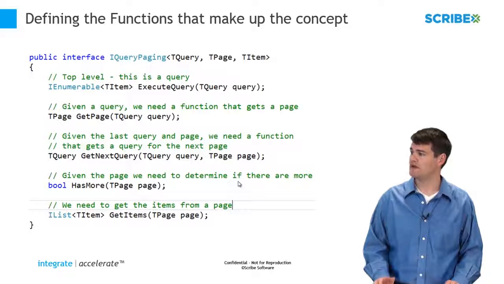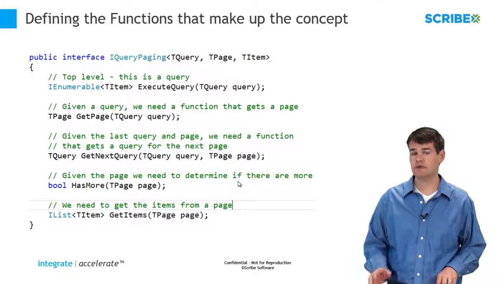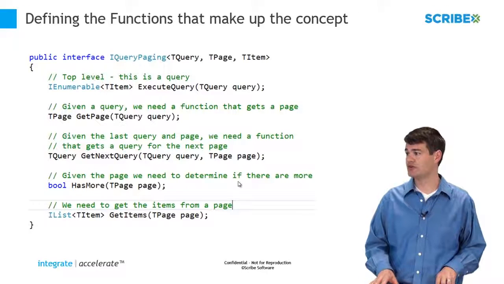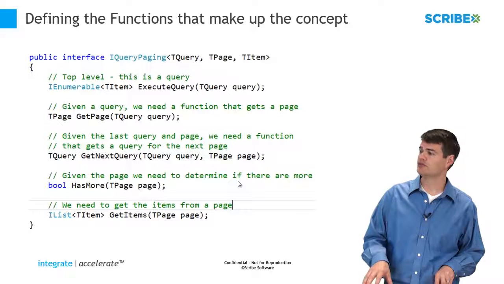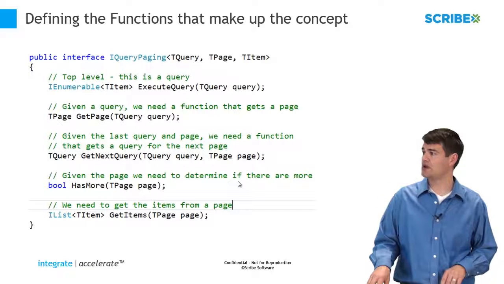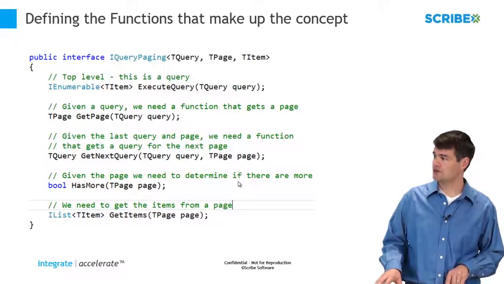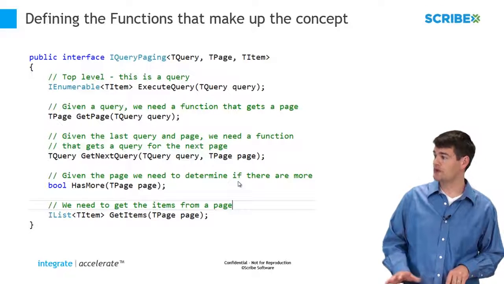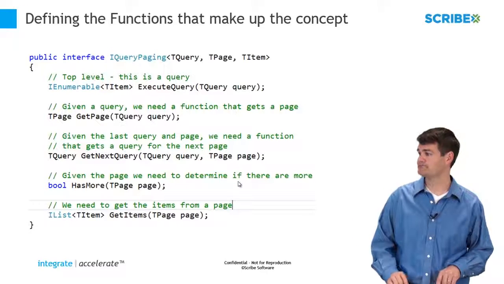So a HasMore method looks at the current page and returns a Boolean, and if it's true, then that means go get another page. And then we need a function that returns a list of items from a page. If you look at those types there, TQuery, TPage, and TItem, there are no constraints on those. So any type that can perform these functions will do in this case, as long as you can make those functions work.